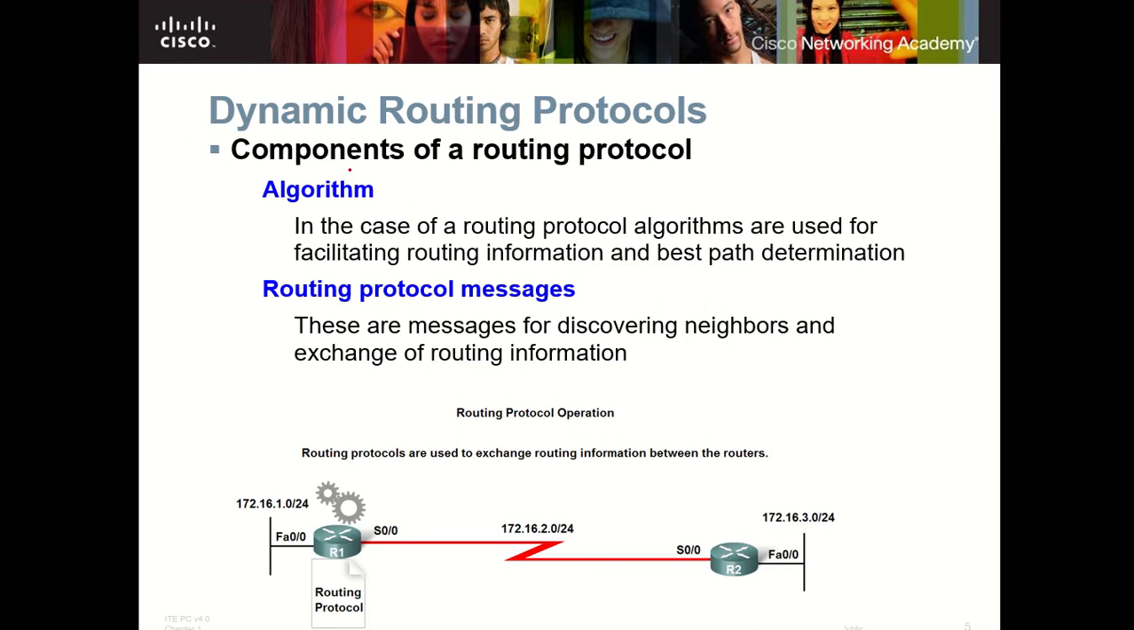Alright, so we also have components of a routing protocol nga kaya niya buhatan ng iyang operations, nga kaya niya buhatan ng iyang functions because of these two components. First, naa siya algorithm. Second is naa siya routing protocol messages. So in case of a routing protocol algorithm, they are used for facilitating routing information and the best path determination. Kung mayroon kag messages sa routing protocol, these are messages for discovering neighbors and exchanging of routing information.